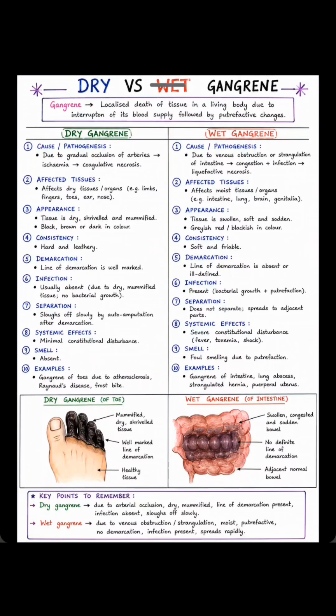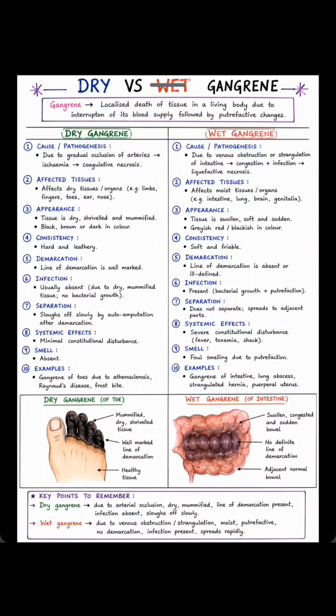whereas wet gangrene is venous obstruction or strangulation, that is congestion plus infection, liquefactive necrosis. Now secondly comes the affected tissues. Dry gangrene prefers dry tissues and organs: limbs, fingers, toes, ear, nose. And wet gangrene prefers moist tissues and organs: intestines, lung, brain, and genitalia.